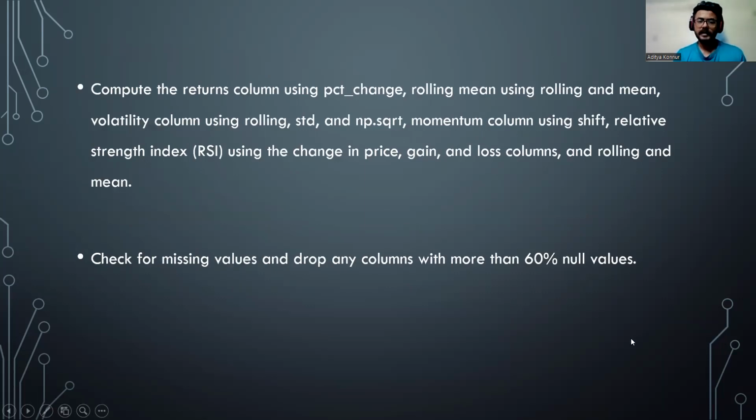Then computing the returns column using pct_change, rolling mean using rolling and mean, volatility column using rolling, std and np.sqrt, momentum column using shift, relative strength index, RSI, using the change in price, gain and loss columns, and rolling and mean. So I'll be explaining all these in the further slides. Then we'll be checking for missing values and drop any columns with more than 60% null values.